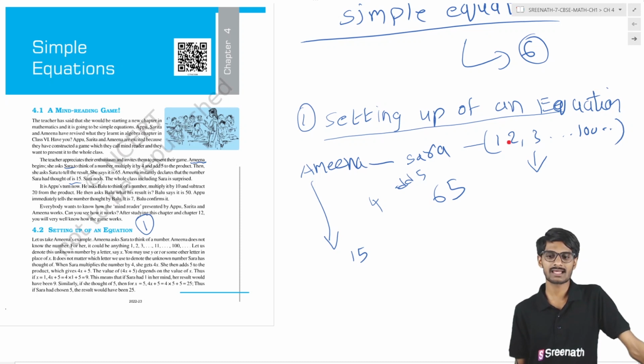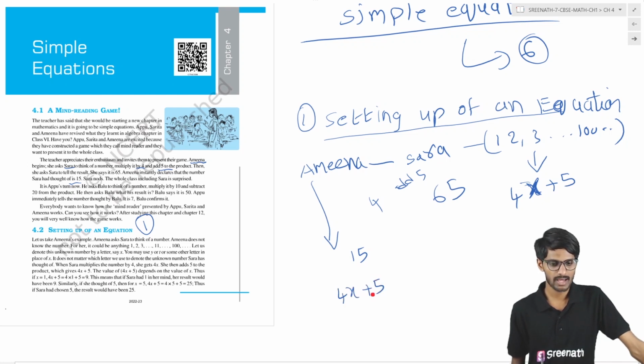So Sarah has some number in her mind, that may be 1, 2 or 3 or 100 or 15 or anything. So we don't know that number. We can name it, or we can write it as x. x is the unknown number whose value may be 1, 2 or 3, anything. So to that number she has multiplied it with 4, and what next? She has added 5 to it. So finally what is the number? This is the number 4x plus 5, and this is the final result. This we call an expression.